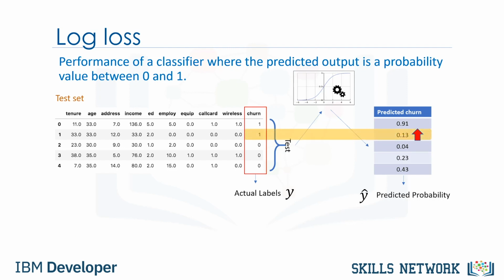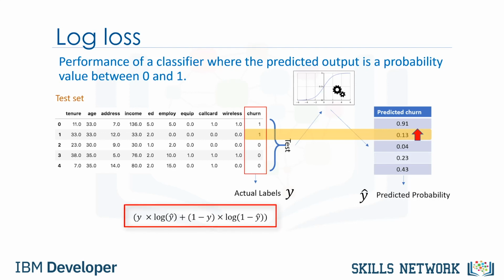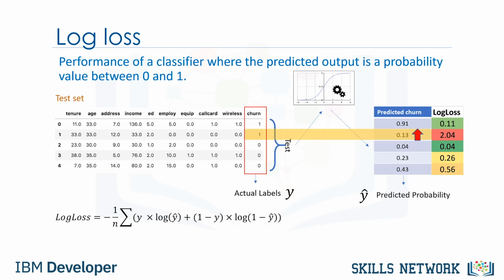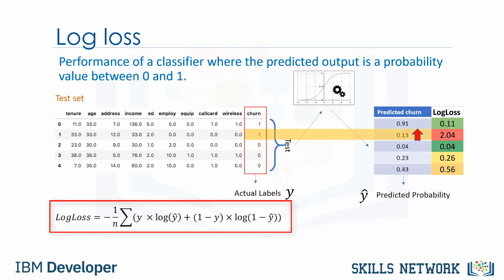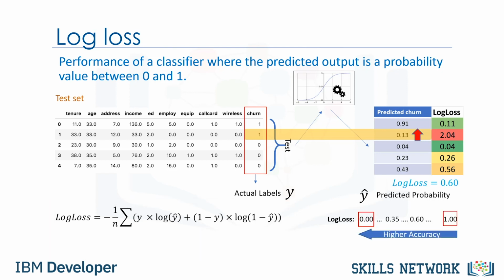So, for example, predicting a probability of 0.13 when the actual label is 1 would be bad and would result in a high log loss. We can calculate the log loss for each row using the log loss equation, which measures how far each prediction is from the actual label. Then we calculate the average log loss across all rows of the test set. It is obvious that more ideal classifiers have progressively smaller values of log loss. So, the classifier with the lower log loss has better accuracy.